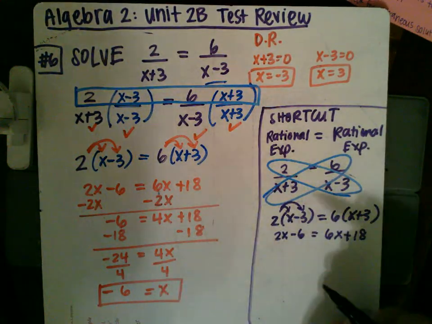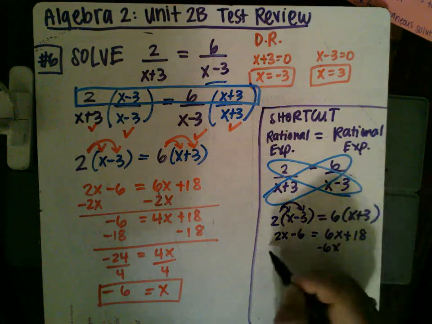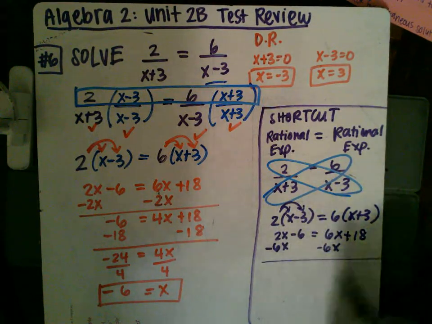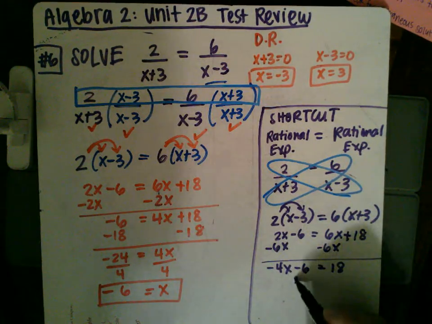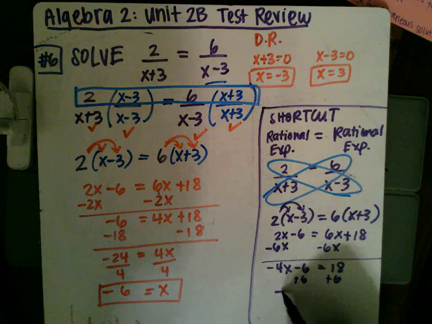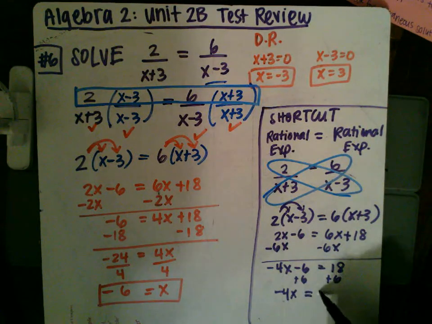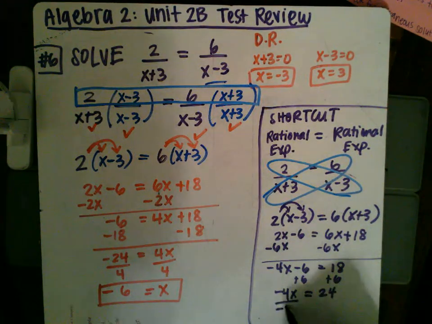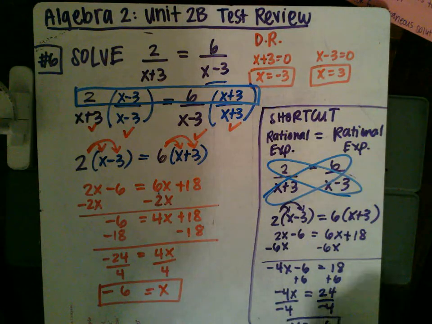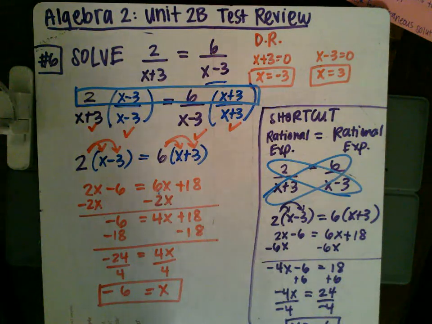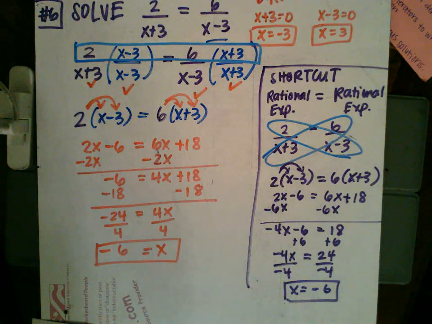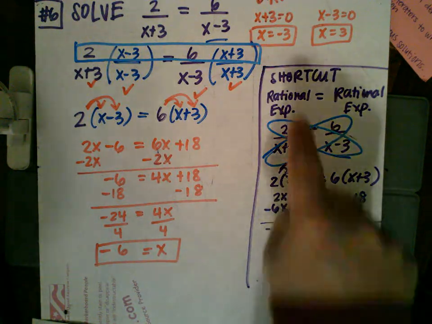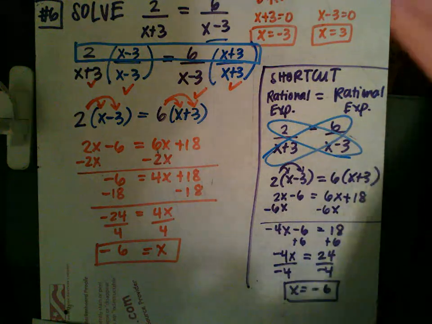Say you didn't want to subtract 2x, say you wanted to subtract 6x, we could solve it a different way. We would get -4x minus 6 equals 18. Add 6 to both sides, you would get -4x equals positive 24. Divide by -4. You would get x equals -6 still. So either way you do it, you still get the same result, even if you solve it a little bit differently. Okay, and this shortcut can only be used when a rational expression is equal to a rational expression.